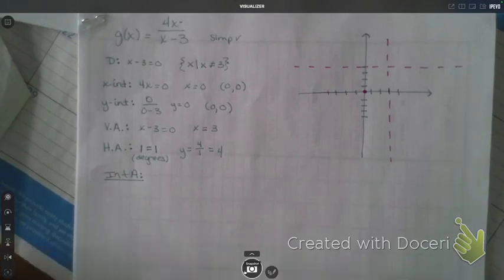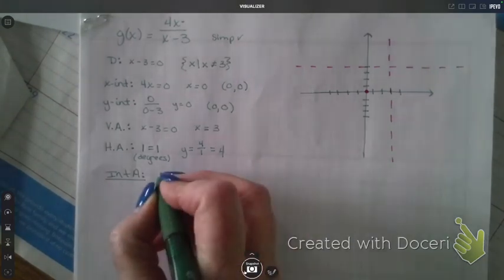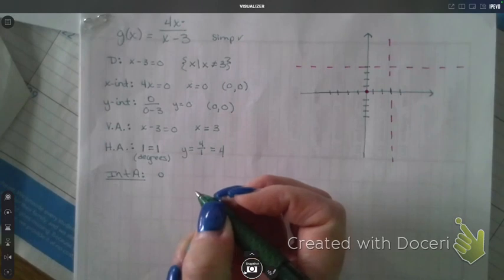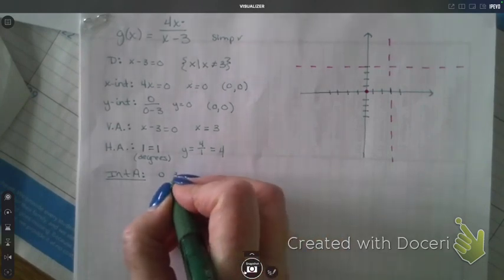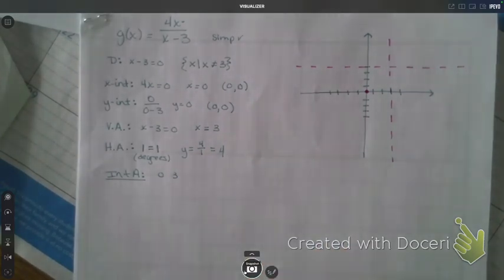So where do we get our numbers for the interval analysis? The reduced function. It says it right underneath there: perform an interval analysis for all intervals of the reduced function. Intervals are made by x-intercepts and vertical asymptotes. What was the x-intercept? 0. What was the vertical asymptote? 3. Okay, so there's where my breaks are going to be, 0 and 3.